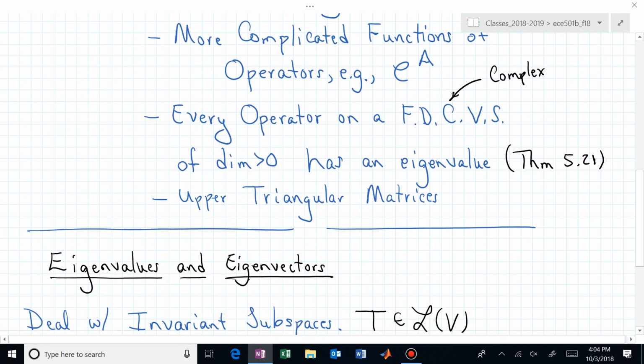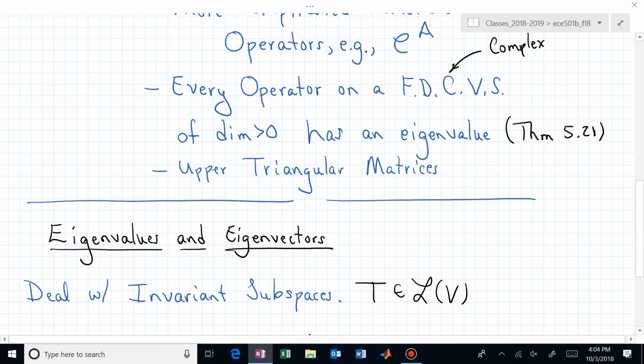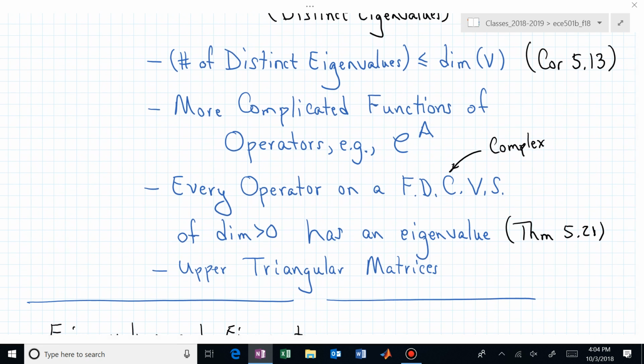And then we'll get into upper triangular matrices. And upper triangular matrices are nice, and we're looking for nice operators or nice matrices. An even nicer matrix is a diagonal matrix, a matrix that possesses a lot of zero elements. That's what we mean by nice.